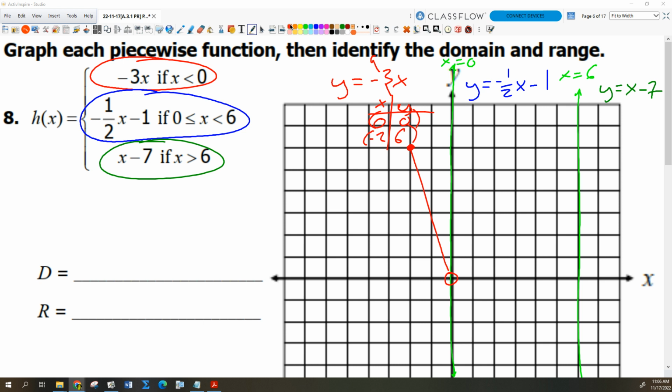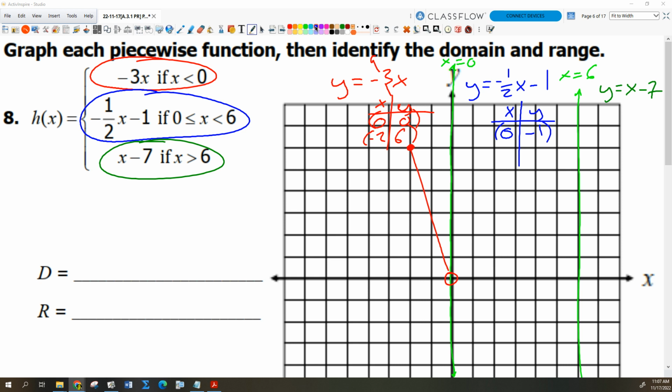How about the blue? What are the values I'd want to plug into the blue t-table? 0 would be good, right? Because that's going to be the left edge, or the left endpoint, of the blue piece. So let's try that. I'm making my t-table. X equals 0. Okay, Abby, if I plug 0 into the blue function, I'm going to get negative 1/2 times 0. What's that? 0, good. Minus 1 leaves me with negative 1. Okay, so I get the endpoint 0, negative 1.